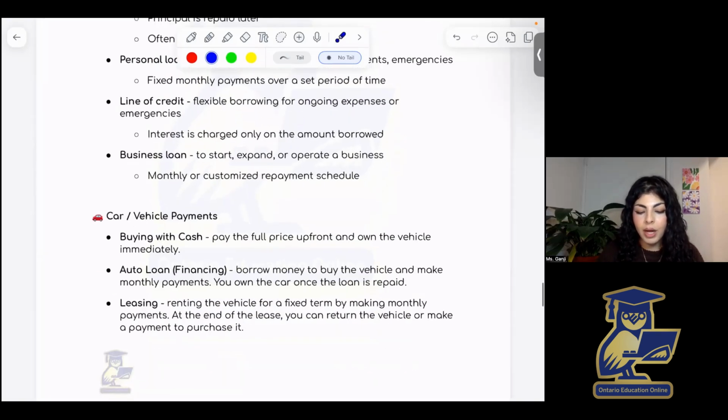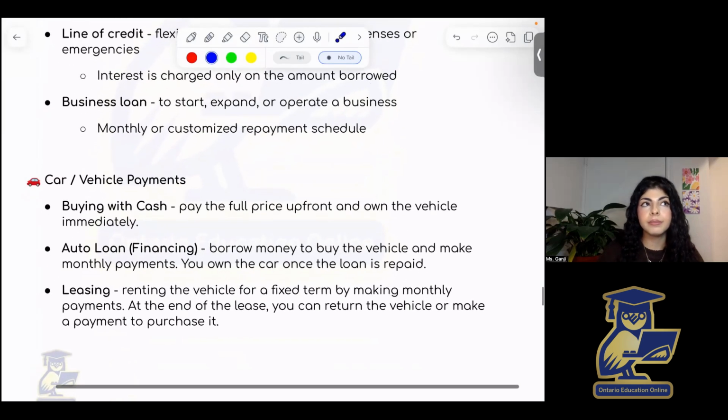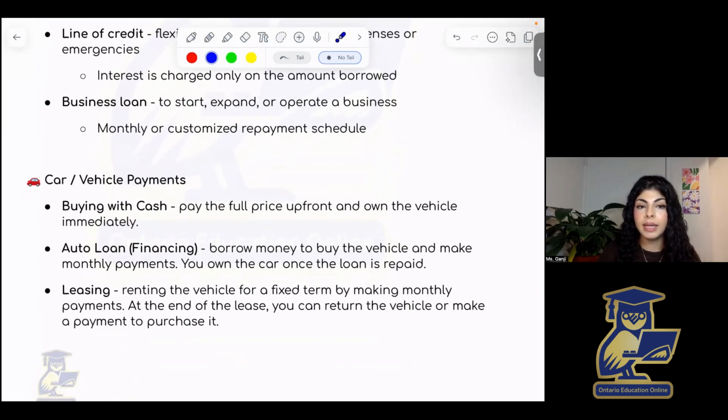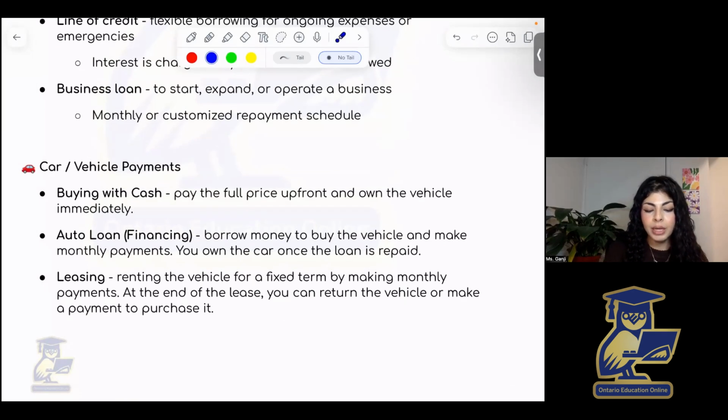Now, another big purchase that it's good to know about is when you're making a purchase for a car or a vehicle. And you will have three options there. You can, of course, buy with cash, which means that you pay the full price up front and then the vehicle is yours immediately.